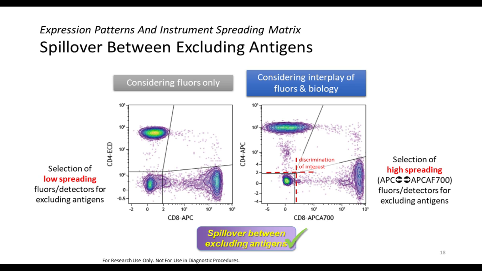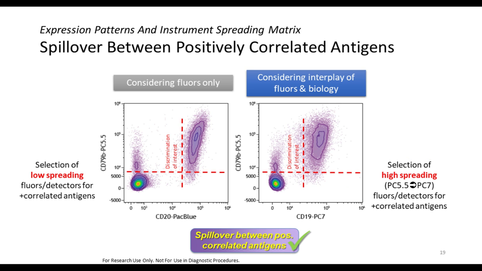However, we also see that the discrimination limits of interest are not in a range where they would be affected by this spillover. So again, we can detect CD4 and CD8 here with the same sensitivity as on the left, despite we are using fluorochromes that have a very strong spreading effect on each other. So we can allow spillover between excluding antigens. It will not cause any problems for us.